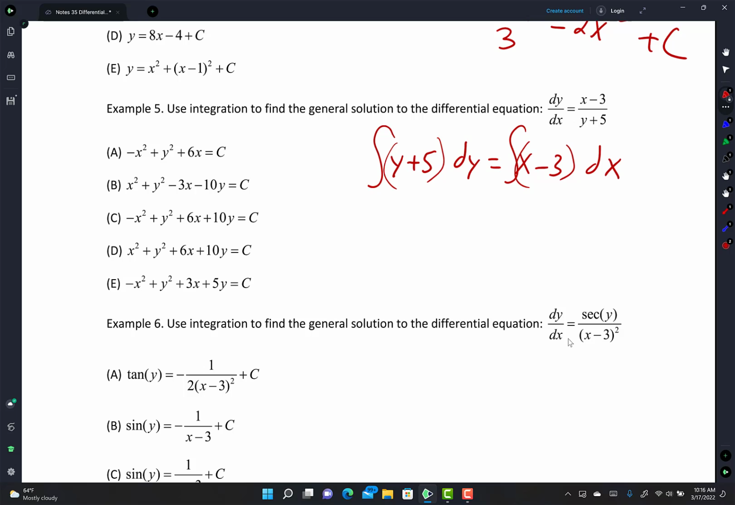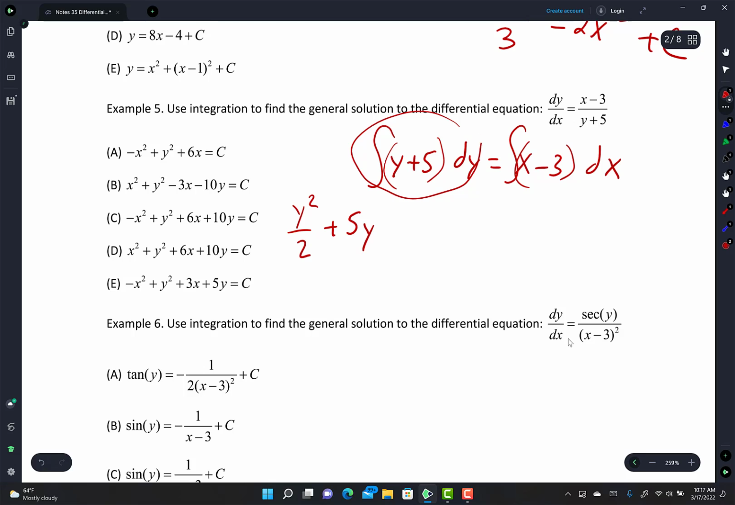All right, what's the antiderivative of y? Y squared over 2. Yeah, that's it. What's the antiderivative of 5 with respect to y? 5y. Chavez, why? Because this is my integral with the y's on it. Are we okay? Don't write a plus c on this side. Write the plus c with the x's. What's the antiderivative of x? Minus, what's the antiderivative of 3? What am I going to write? Plus c. Before you continue, I'll wait for everyone to catch up.